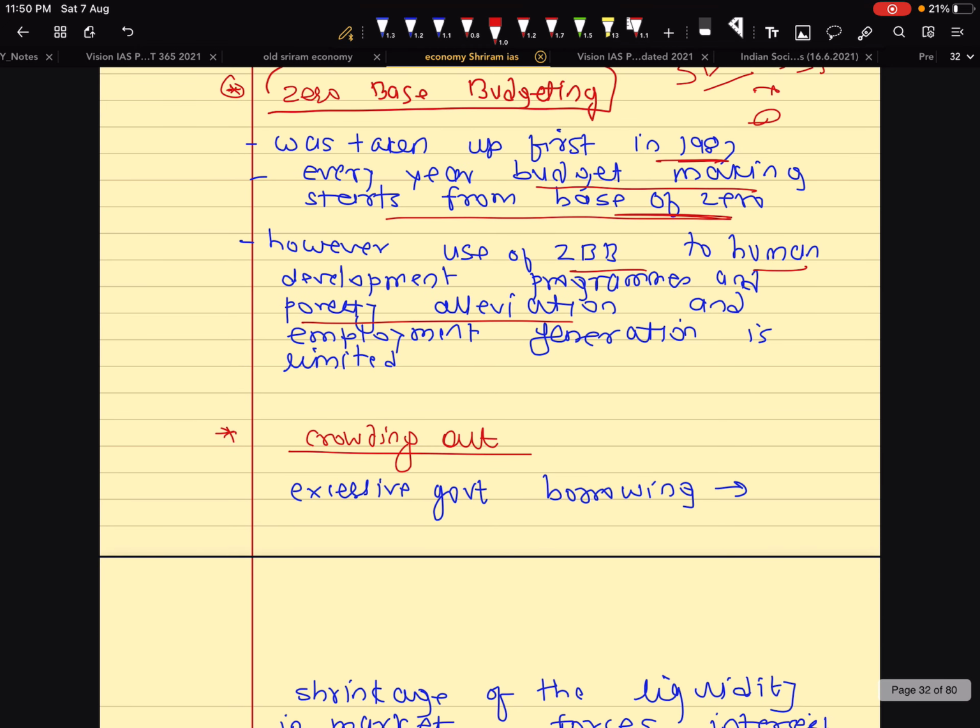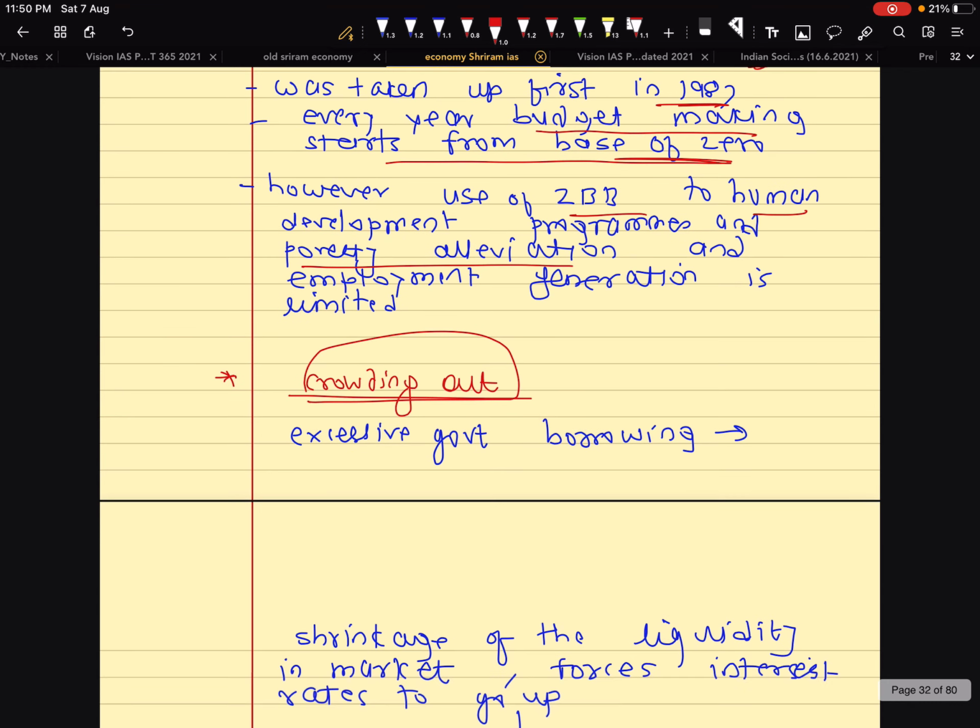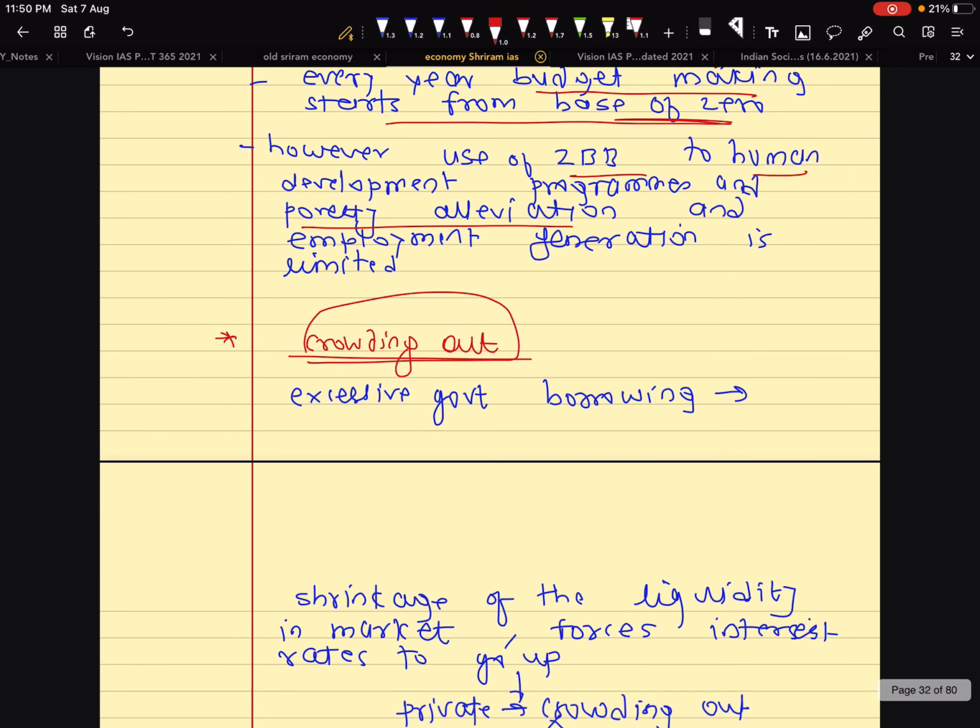Then what is meant by crowding out? Like we saw earlier, crowding out occurs if there is excessive deficit financing. So what is meant by crowding out? In simple terms, understand it as excess government borrowing.